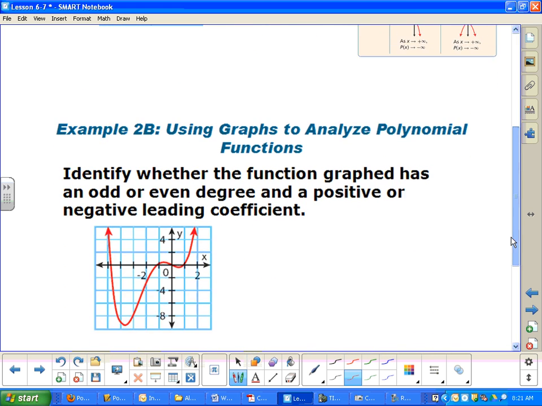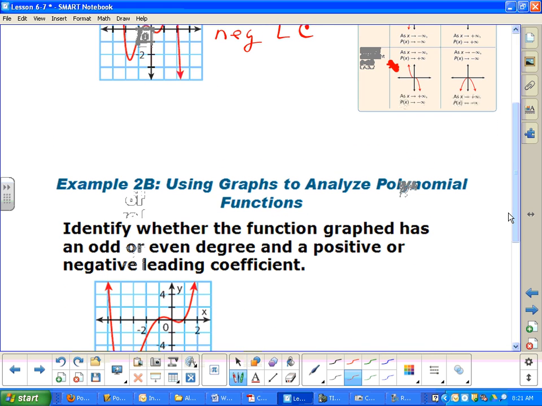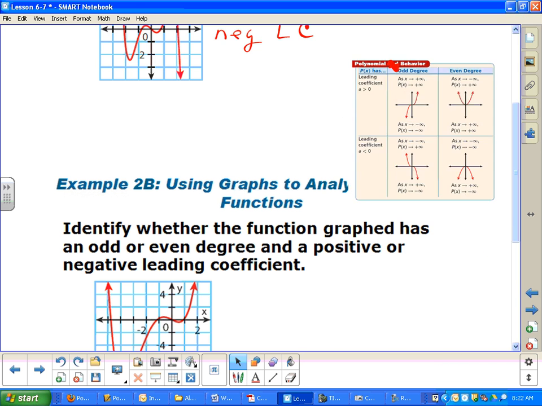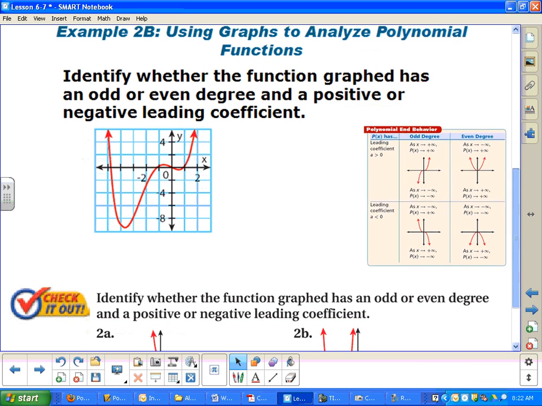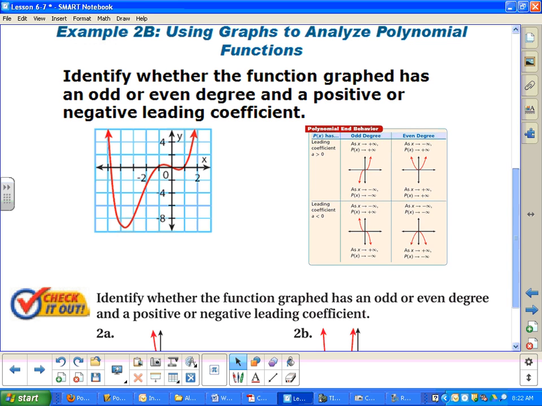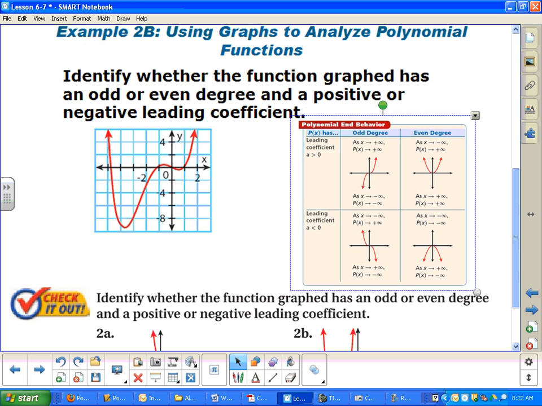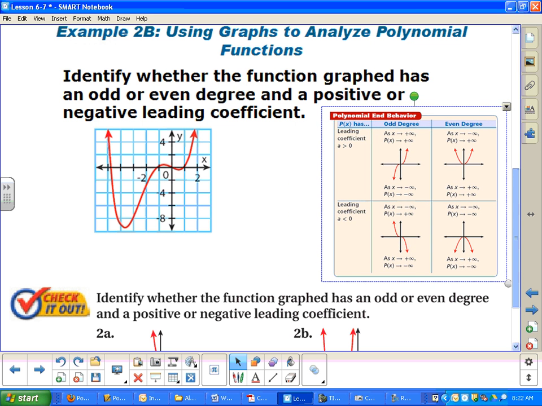All right, let's take a look at another one here. So which one is this like? Where does it start? Where does it end? Okay? All right, so Thomas, which one is it like? Okay, so it's similar to this one in the upper right corner. Okay, all right, it's like this one here.